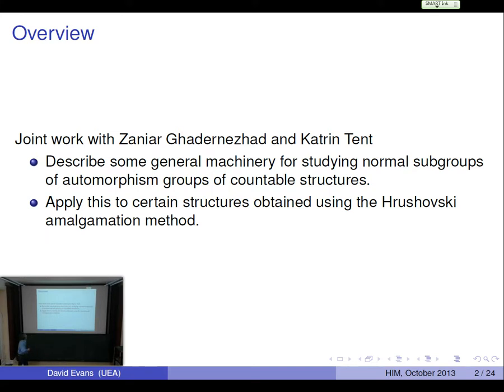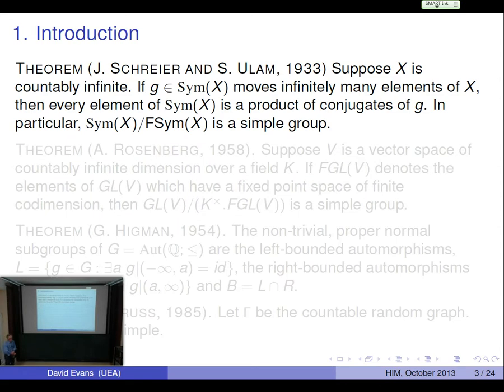So at various points, I'll tell you what the machinery is, and I'll remind you of some of the things about the Hrushovski constructions. But let's begin with some very classical results. The first result, Schreier and Ulam. Suppose you've got a countably infinite set X. If you've got a permutation G which moves infinitely many elements of X, then every element of the symmetric group is a product of a certain number of conjugates of G.